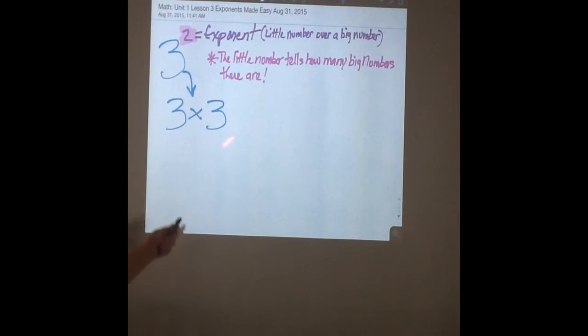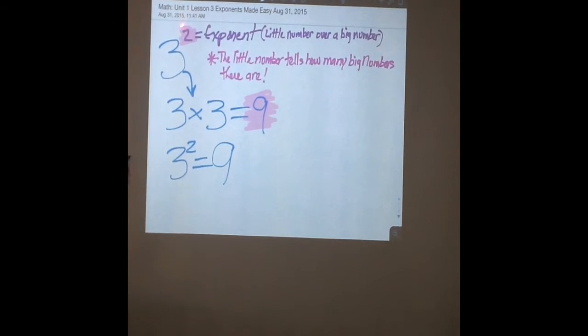So 3 times 3 equals what? It equals 9, right? So we have a 9, and that we can rewrite, okay, 3 to the second power. Everybody say it. 3 to the second power. This is also known as 3 squared. Equals what number? Right. It equals 9.